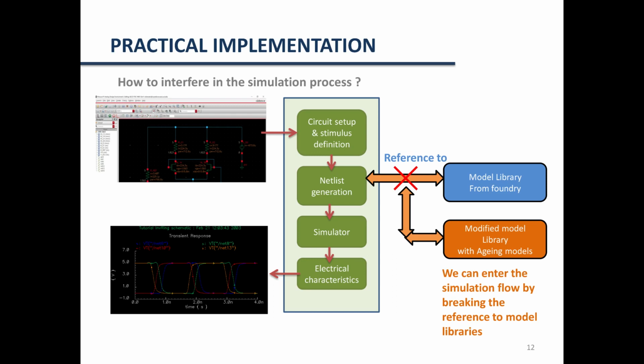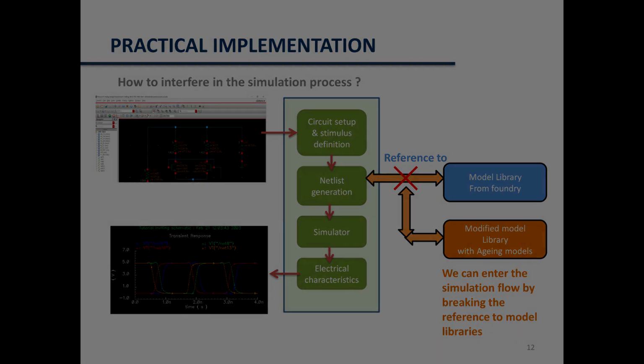So one of the easiest ways to interfere with the simulation flow is to go to an extra part in the netlist, the reference to the model library from the foundry. What we can do is to break this reference to the model library and add a clone of this library with modified models, integrating the new aging laws. So by doing this, we can basically enter the simulation flow by breaking the reference to the model libraries.